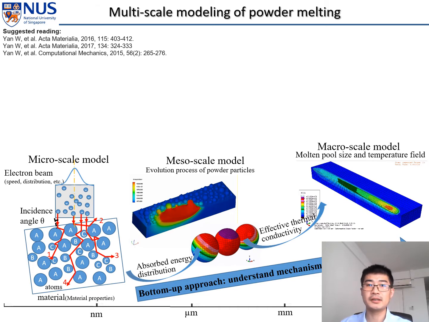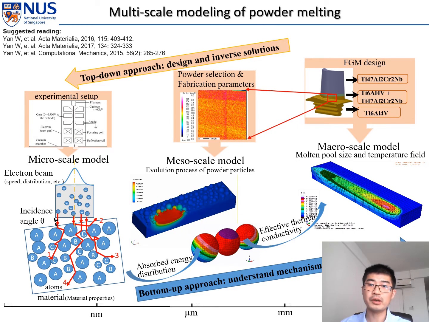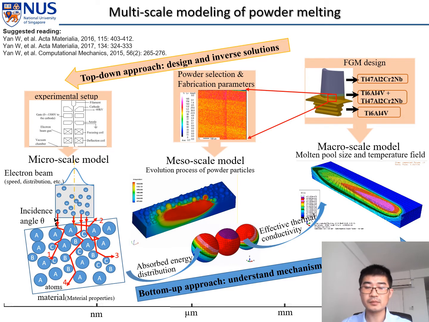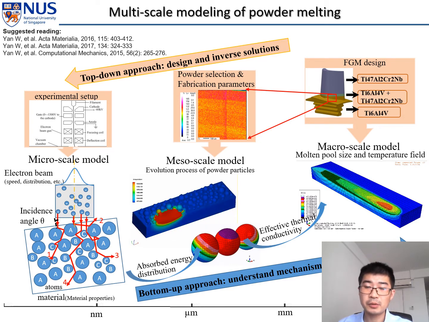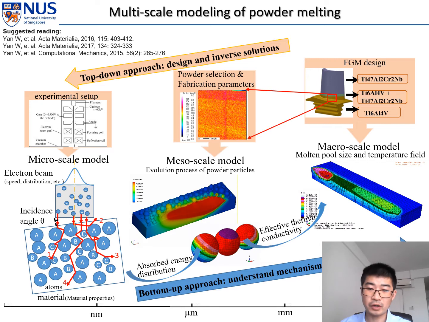So from the bottom-up approach, we understand the mechanisms and predict outcomes. When we face inverse design problems, we can use a top-down approach. For example, if we want to fabricate functionally graded materials, we can design the composition gradients in the large scale model, and then use a mesoscale model to select the powder and the fabrication parameters. And lastly, we can use a microscale model to optimize the experimental setup, like the acceleration voltage for the electron beam.